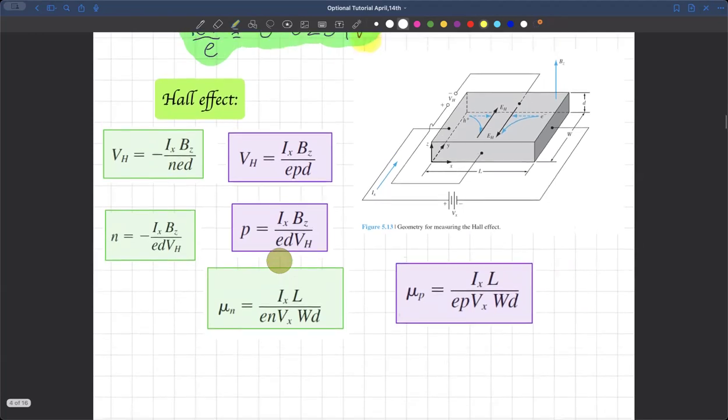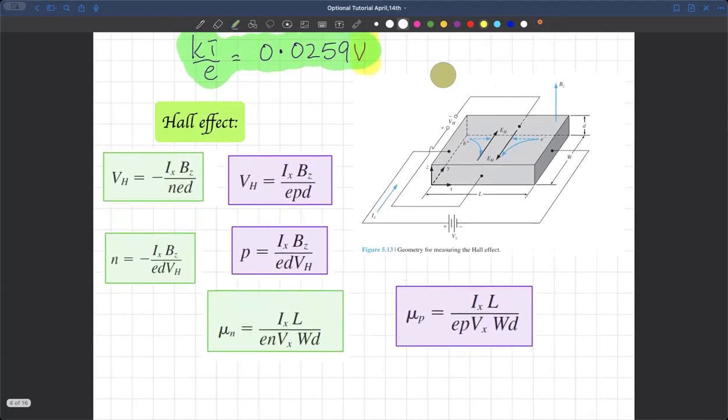Then the Hall effect. Is there anyone who does not understand the concept of the Hall effect, what's happening inside? Probably you all understand it, right? So that's good, we don't have to talk about what's happening. I talked about this during the labs. I think it was lab 3.